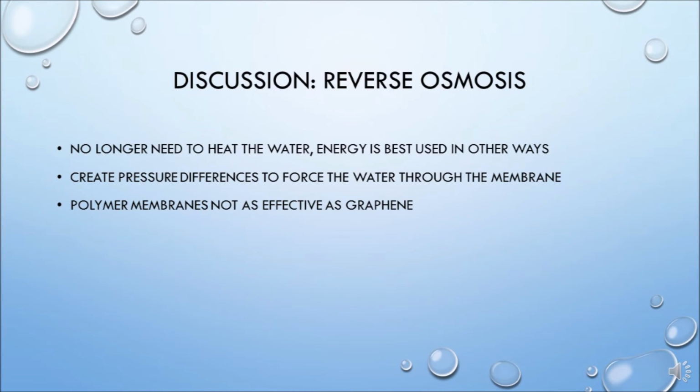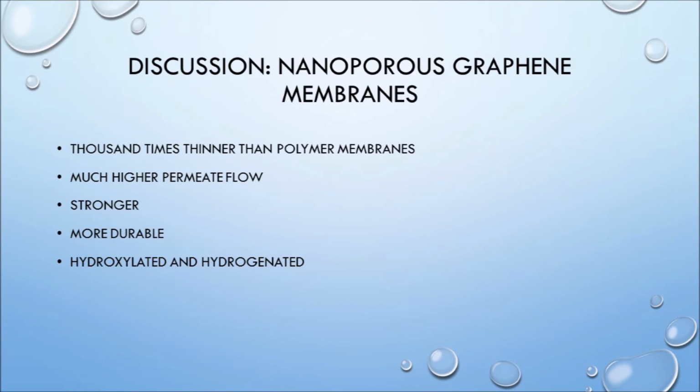Before nanoporous graphene, polymer membranes were used to filter the impurities out of the water with reverse osmosis. These polymer membranes often restricted the flow of water through them due to their non-ideal shapes, lowering the amount of water that is desalinated in a given period of time. Nanoporous graphene membranes, on the other hand, are up to 1,000 times thinner than polymer membranes, allowing much more water through while still having effective salt rejection.